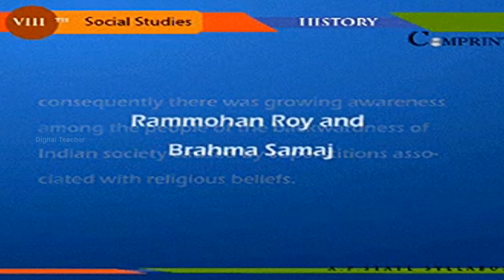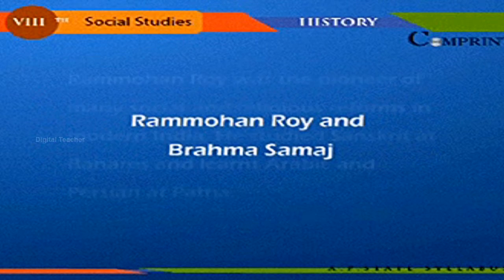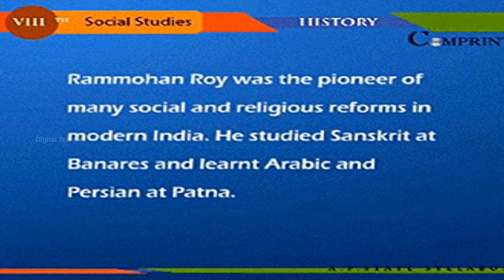Consequently, there was a growing awareness among the people of the backwardness of Indian society caused by superstitions associated with religious beliefs. Rammohan Roy and Brahma Samaj. Rammohan Roy was the pioneer of many social and religious reforms in modern India.